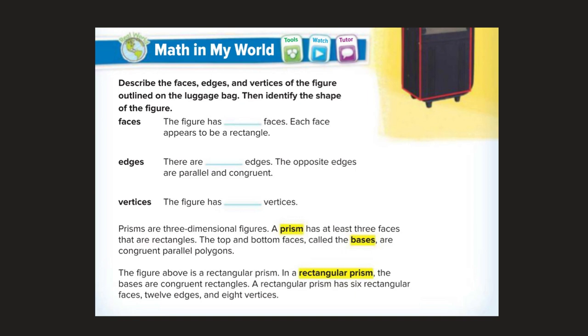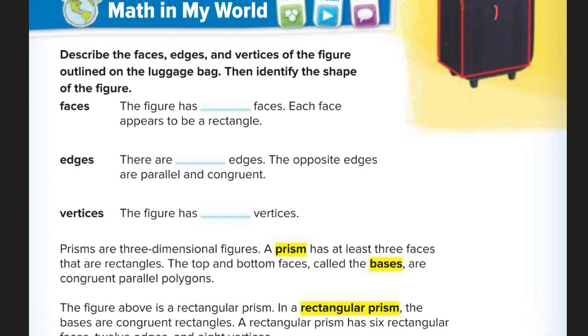So how many faces does this bag have? We have the front, the back, side, side, bottom, top. That would be 1, 2, 3, 4, 5, 6. It has six faces. That's the flat sides, right? The flat pieces are faces.